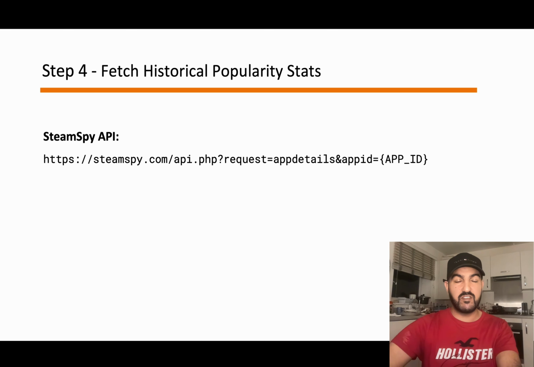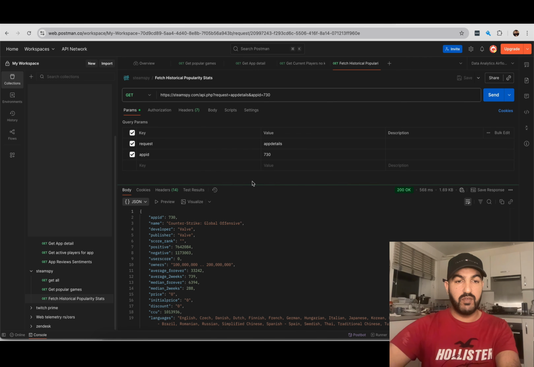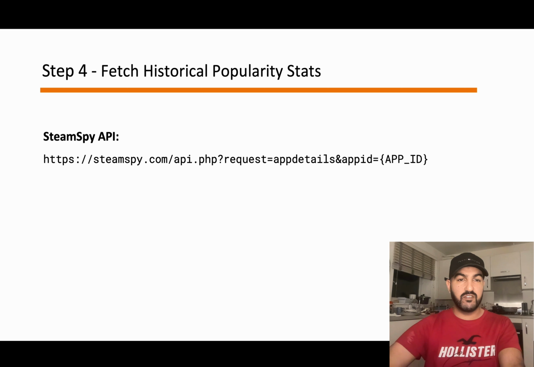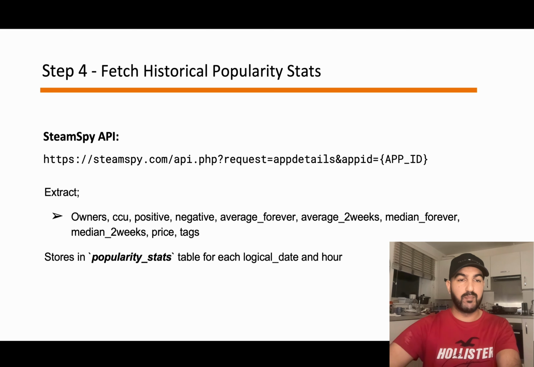The fourth one will be to fetch the historic popularity stats for each game. We are going to use this SteamSpy API endpoint by providing it the app ID. And again, for the same app ID, if you look at the response here, you will get a more detailed view of this game. So from here, we are going to extract and store owners, current concurrent users, positive and negative reviews, average and median forever, average and median 2 weeks, price, and tags. And finally storing it in the popularity stats table for each logical date and hour.